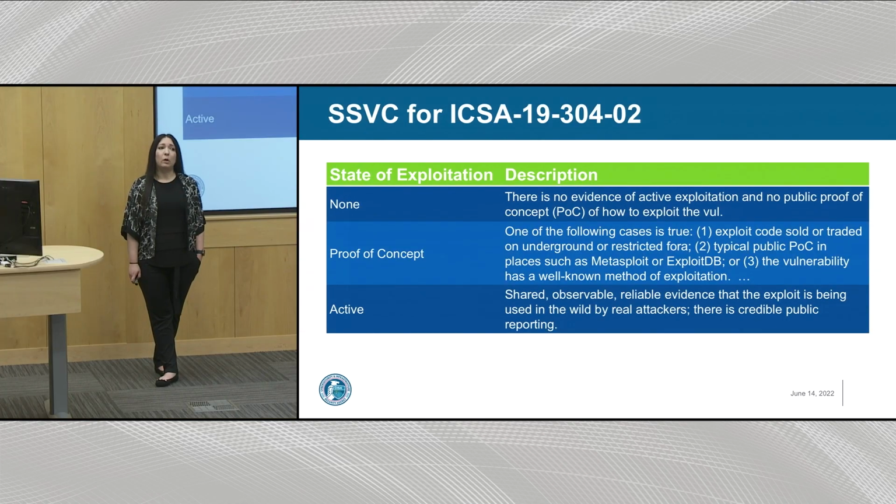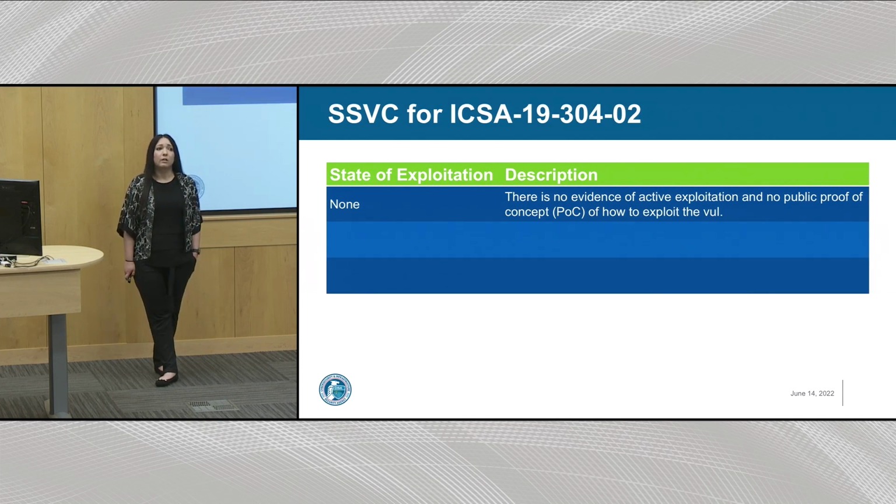The first decision point is state of exploitation. Again, this is none, public proof of concept, or active. Based on the information provided in exercise 2, there is none. There was no evidence of active exploitation, and no public proof of concept of how to exploit the vulnerability.